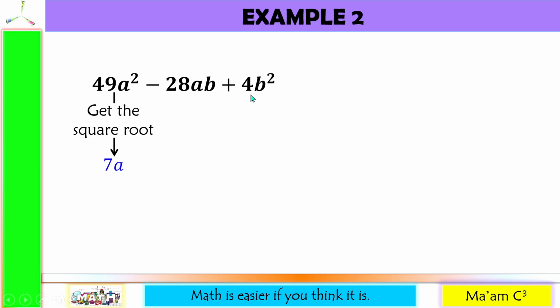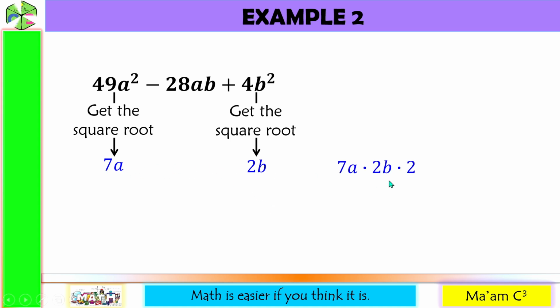The square root of 4 is 2. The square root of b squared is b, so we have 2b. Now let us multiply them together and multiply by 2. 7a times 2b times 2. 7 times 2 is 14, times 2 is 28, times ab, 28ab. And this is the same as our middle term. So it means this is a perfect square trinomial.